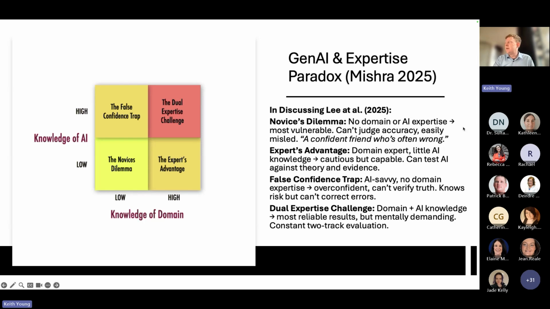So the novice's dilemma is where they've no domain or AI expertise, and these are the most vulnerable because they can't judge the accuracy, and they could be misled. Confident friend who's often wrong.